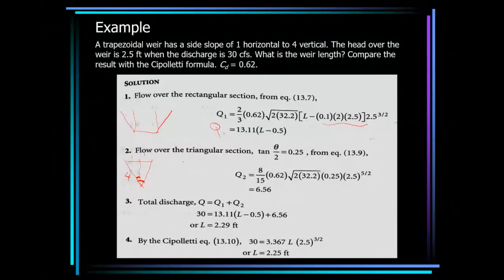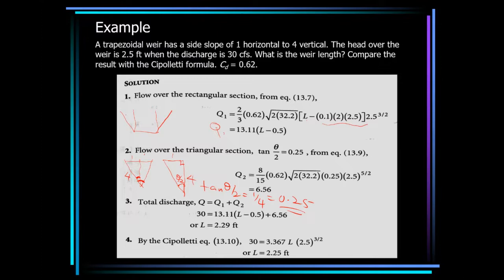So let's take one triangle. Let's isolate one triangle and apply our knowledge of geometry. This is 1 to 4, and this is the angle. This is theta over 2. So what is tan? This is a right angle, opposite over adjacent. So tan theta over 2 is equal to opposite over adjacent, which is 1 over 4, 0.25. I hope it is clear. So we use the side slope to obtain our angle.